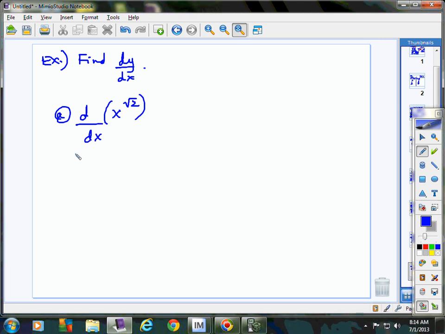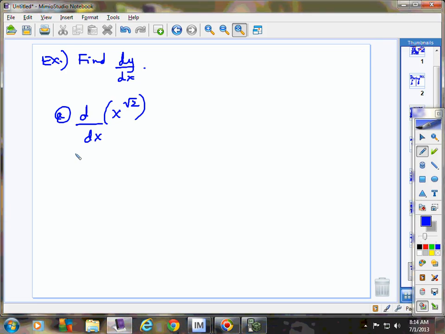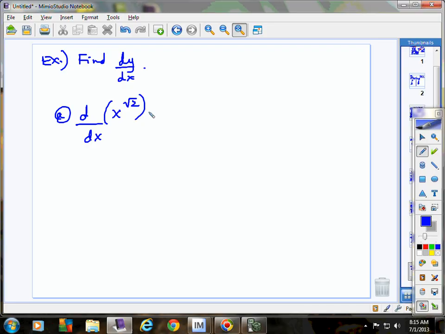Derivative of x to the square root of 2. Square root of 2 is a number. If that were x squared, nobody would panic and say, oh, I don't know. It looks different now. I'm going to do the same thing you'd do if you were in group 3 and you took the derivative of x to the 4th. What did they get? 4x cubed.